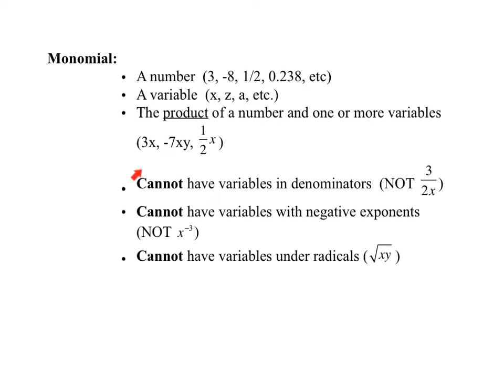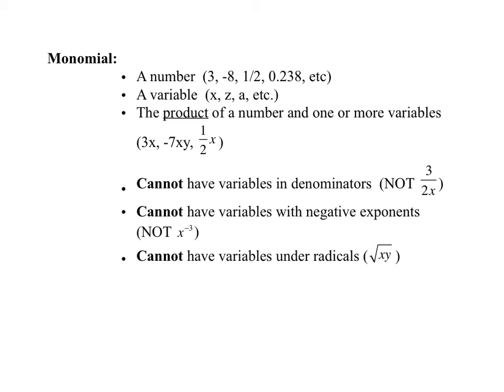So here's a coefficient of 3 multiplied to x. It's held together by multiplication, thus it's called a product. Here's another example of a monomial with a coefficient of -7, x and y, and here's another monomial, 1/2 times x. What we cannot have as a monomial is variables in the denominator of a fraction.